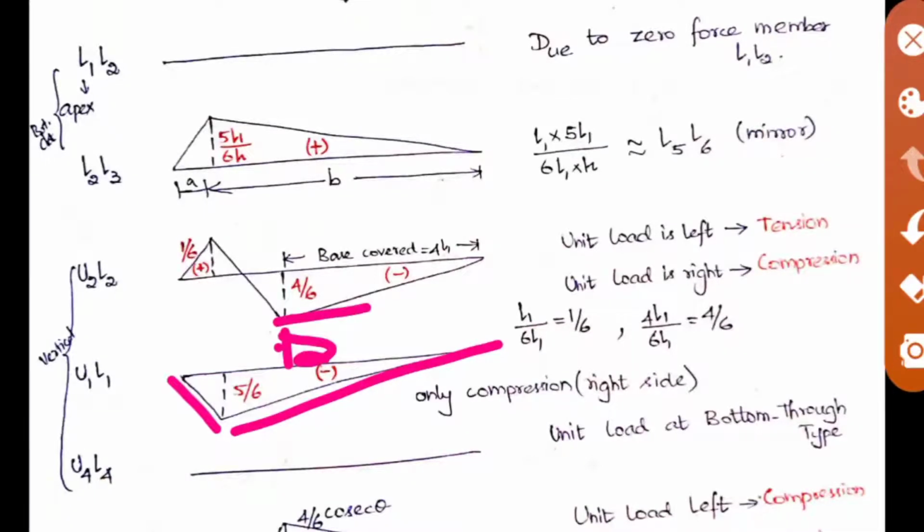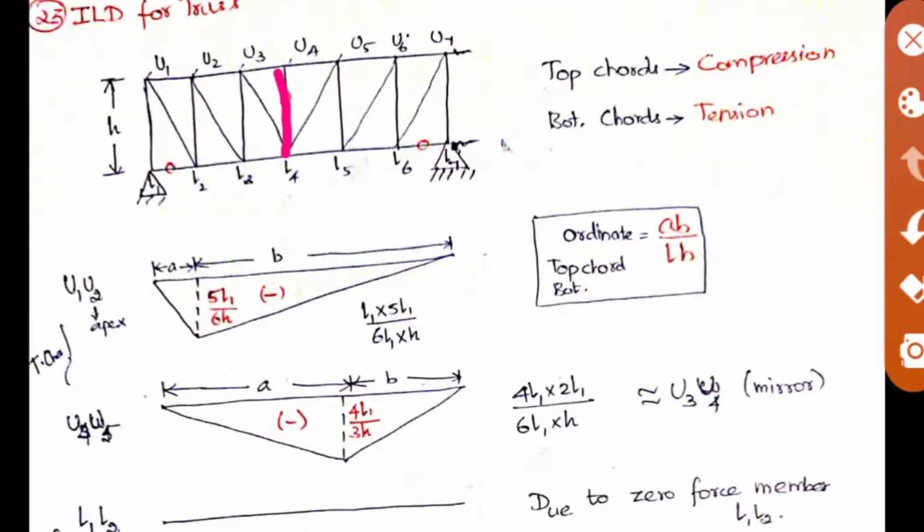So 5 divided by 6 will be the answer here. So only compression, so only the right side of that is taken. Okay, and the third one is U4 L4. So now if you take U4 L4, it is a zero force member, because as per our principle, if any two lines are crossing like this and a vertical member is there, it will be a zero force member only. Okay, in this case you should apply the load and see.